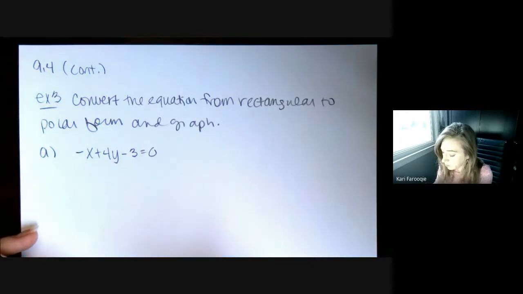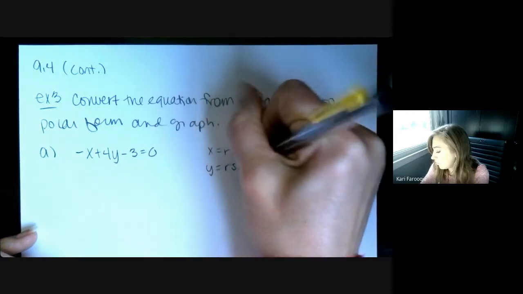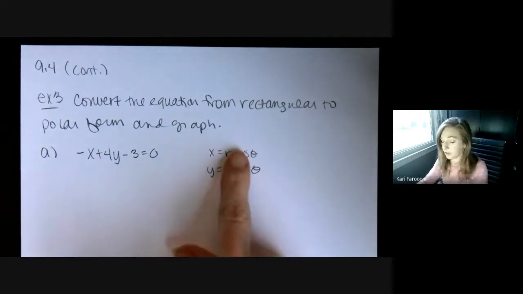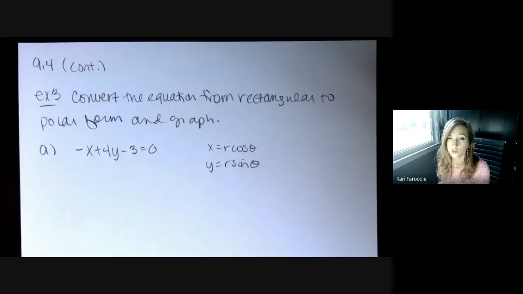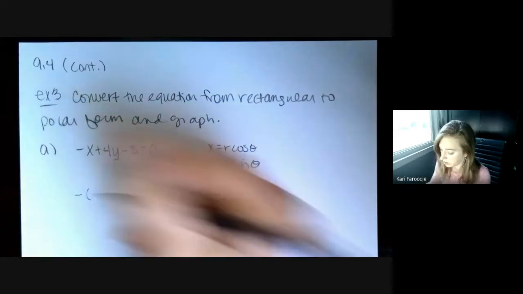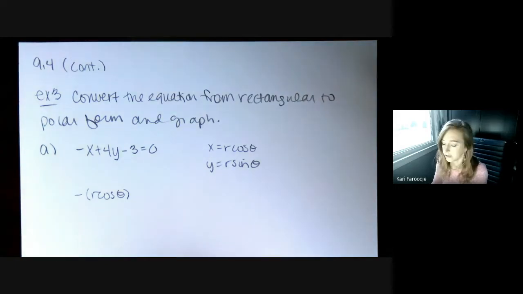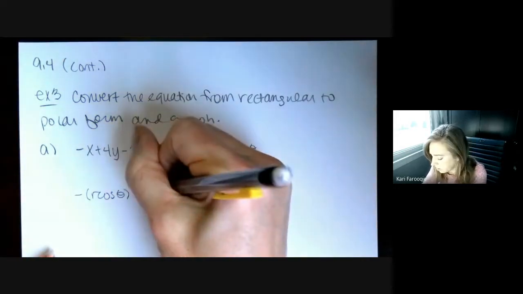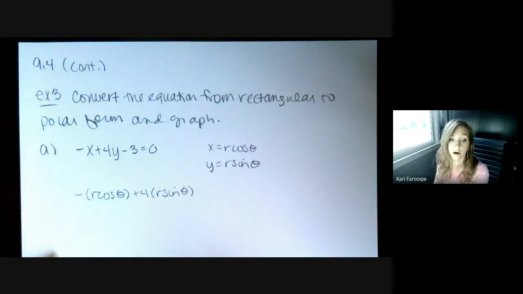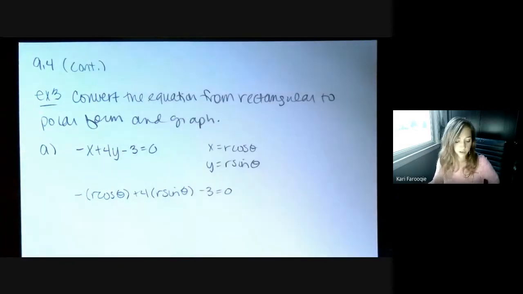All right, so we know that x equals r cosine theta and y equals r sine theta. So everywhere we see x and everywhere we see y, we're going to make these substitutions because we want our equation to be written in terms of r and theta. So we're going to take negative, and then x is r cosine theta. Technically, you don't need these parentheses. I tend to show it when it's a negative and I'm substituting it in, but they're non-essential. And then y is r sine theta. So we have 4 times r sine theta minus 3 is equal to 0.